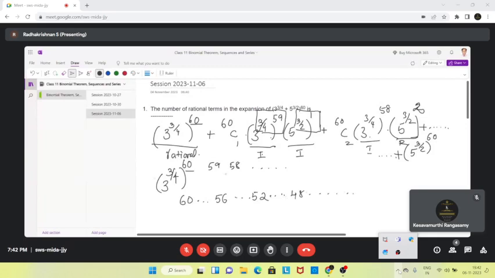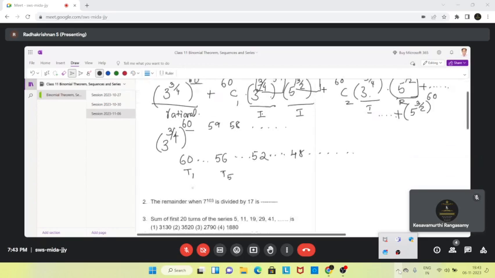And so on. So that means this is T1, then T5, or I will say when R equal to 0, R equal to 4, 8, so these are the rational terms as far as the first term is concerned.